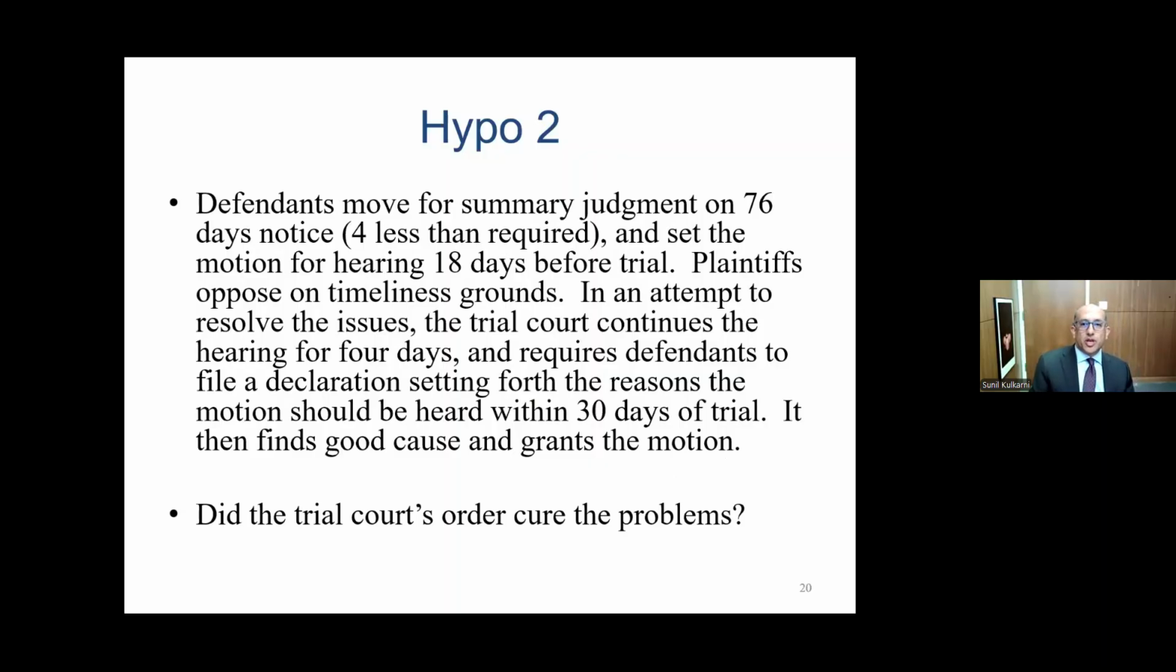So defendants move for summary judgment, 76 days notice. Actually, 5 less than required, not 4. And they set the motion for hearing 18 days before trial. Plaintiffs say, hey, that's not fair. That's not following the rules. The trial court tries to split the difference, gives a little more time, and says, defendants, you want to have this motion heard just before trial? Explain why. It then grants this motion.